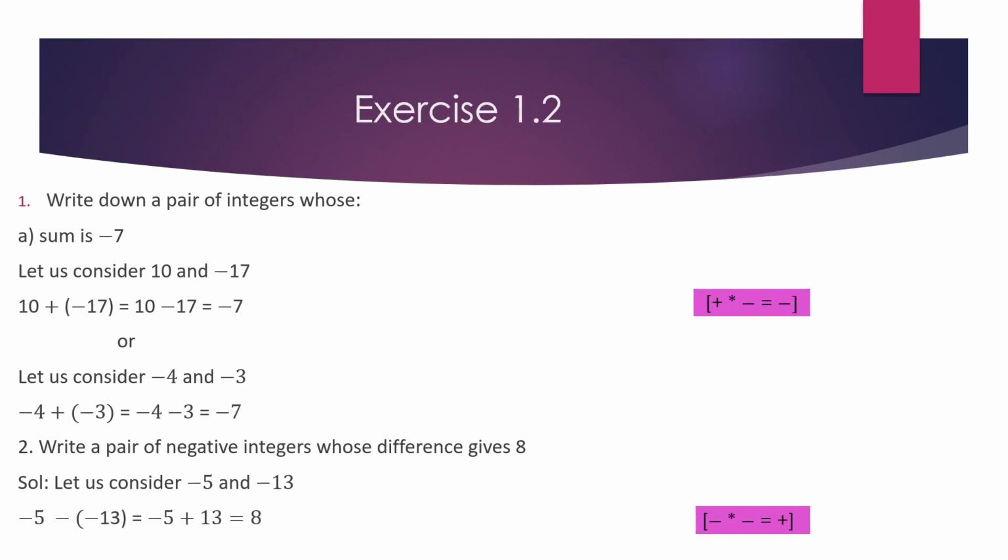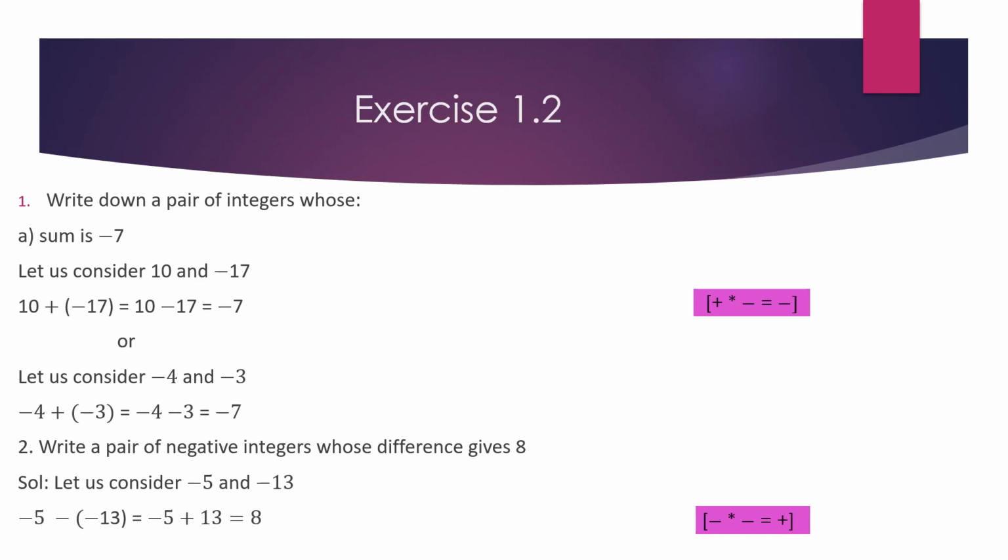So I will consider 10 and minus 17. 10 plus minus 17 is equal to minus 7. Remember, plus into minus is equal to minus. Here you can also consider minus 4 and minus 3. Minus 4 plus of minus 3 is equal to minus 4 minus 3, which gives us the result as minus 7.